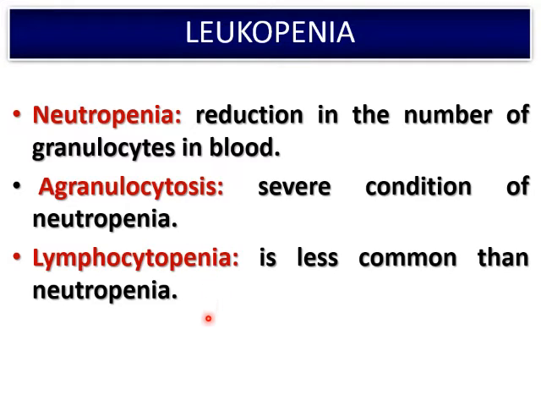Agranulocytosis is the severe form of neutropenia. So the term agranulocytosis also means reduction in the number of granulocytes, but in a severe condition, a severe reduction in their number. Lymphocytopenia means decrease in the number of lymphocytes, and it is less common than neutropenia.